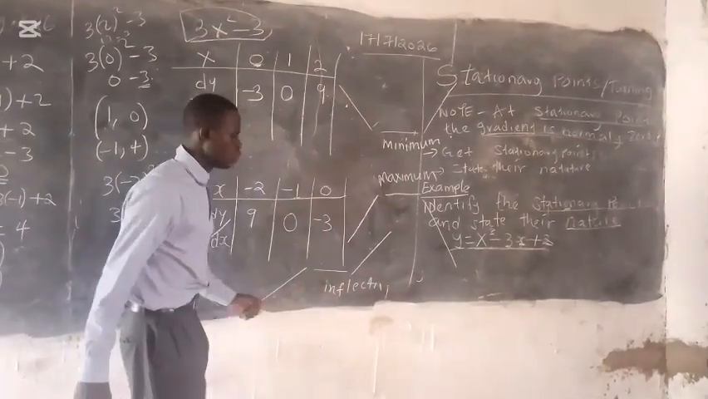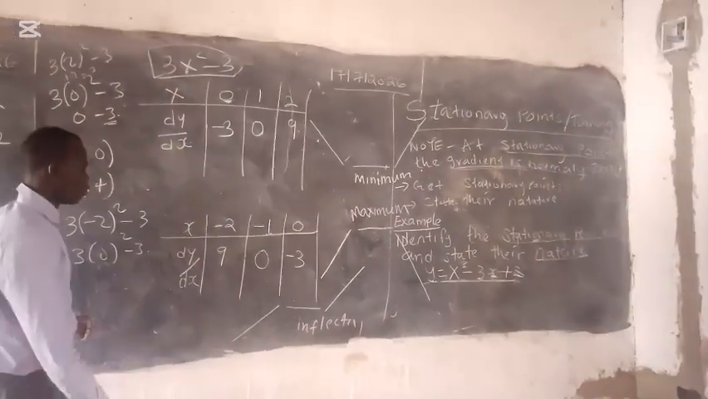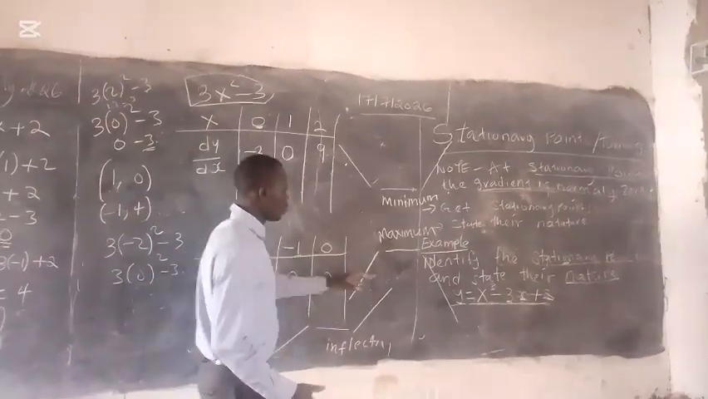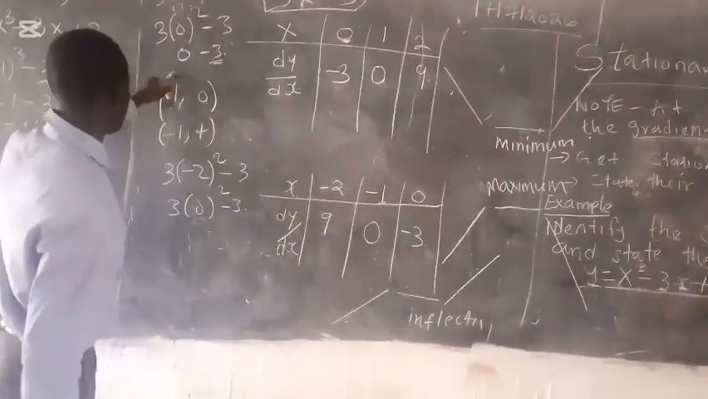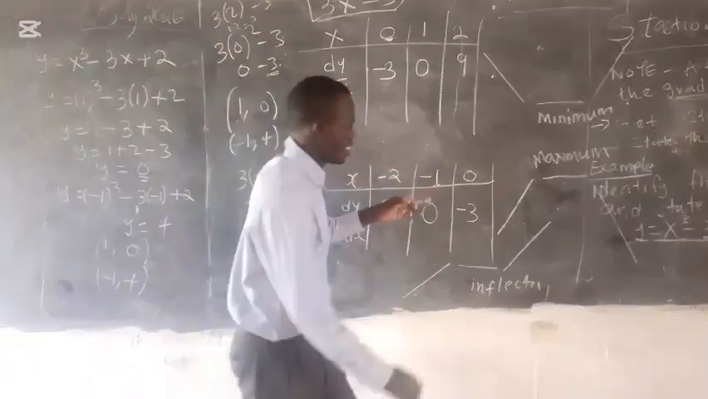Now students, we've come almost to the end of our lesson. But what is crucial to understand is that when you want to sketch and state the nature, you use the gradient function, but not the real equation.